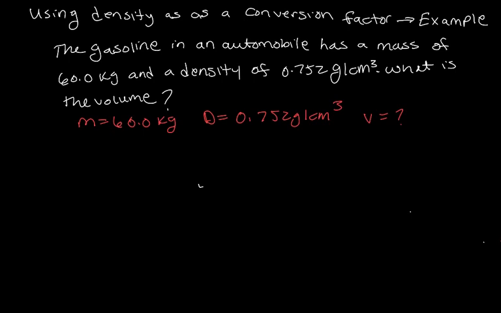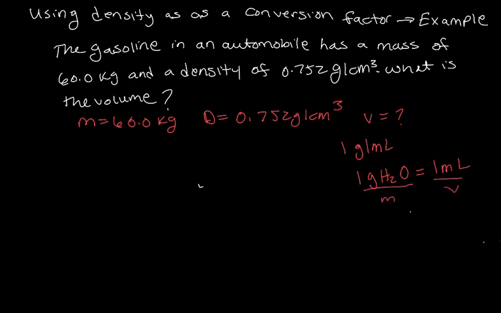So for example, when we say that the density of water is 1 gram per mL, we're saying that for every 1 gram of water that we have, we would also have 1 mL of water. So we're equating mass here to volume.